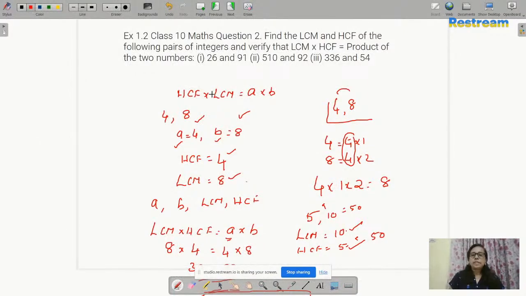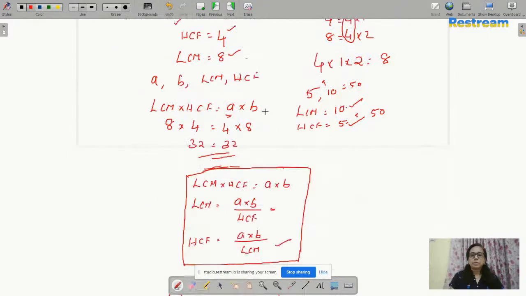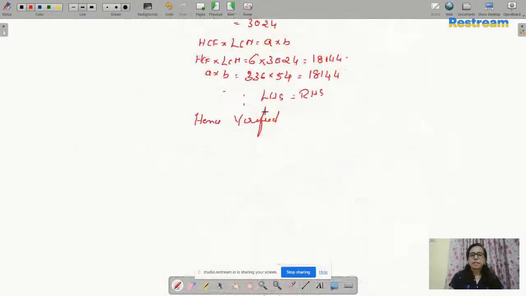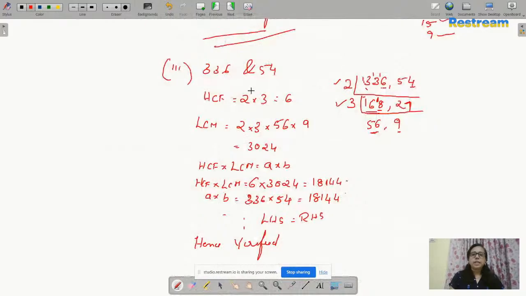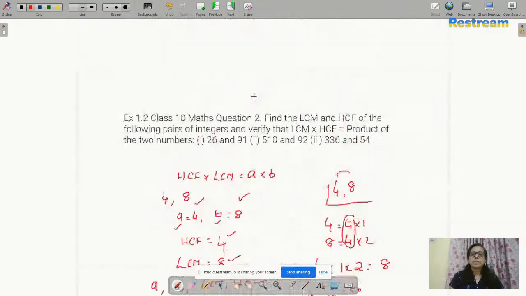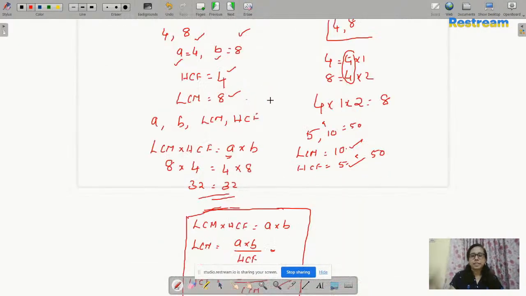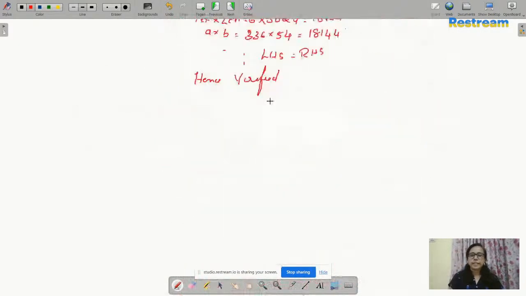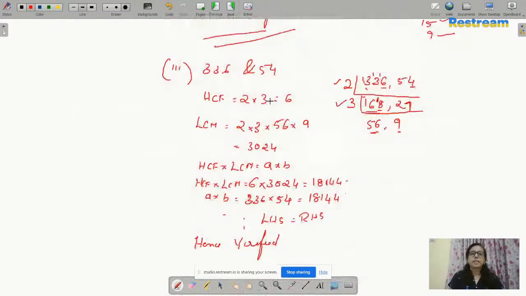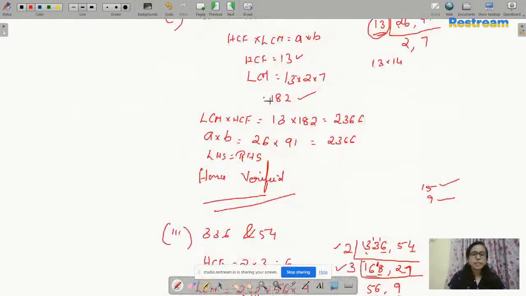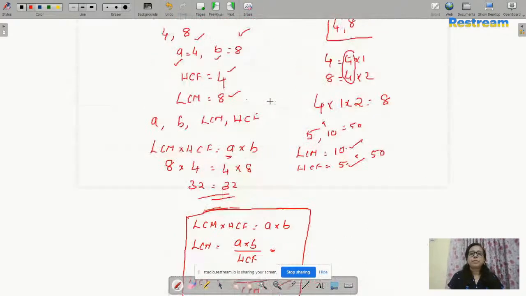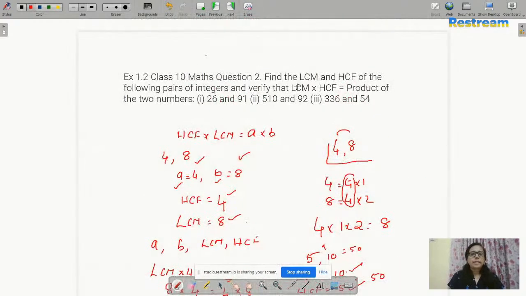Now listen, in the last class we have learned Exercise 1.2, the second question, 510. Third question, 336 and 54. What is the question? Find the LCM and HCF of the following pairs of integers and verify that LCM times HCF is equal to the product of the two numbers.